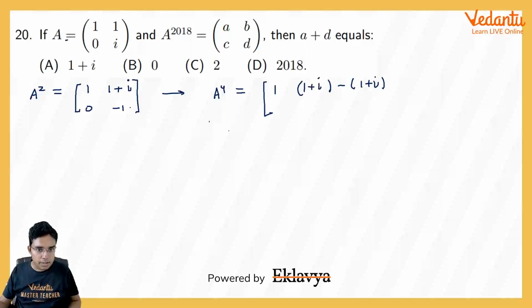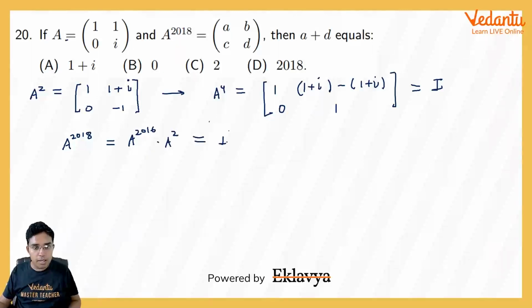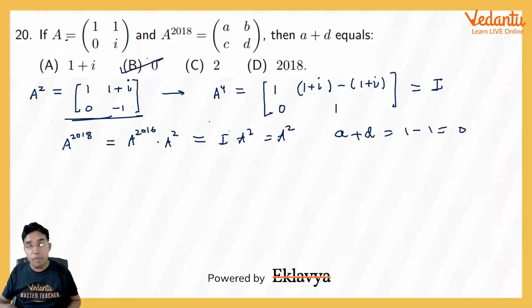Yes, and this multiplied with this, so 0 here. Second row, second column, I think 1 here. So I think this will work here because A power 4 is coming out to be I. So then I think it is done, because A power 2018, I can write this as A power 2016 into A square, which will be equal to I into A square, which is A square. So this is what my A power 2018 would be, and we will get A plus D to be equal to 1 minus 1, that is 0. So the answer for this will be B.